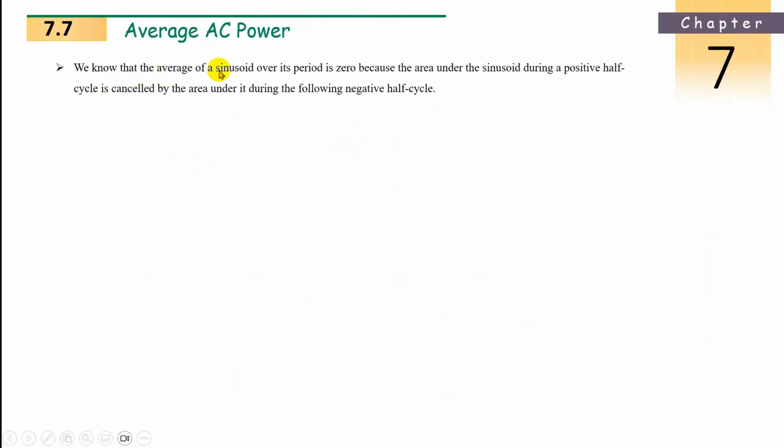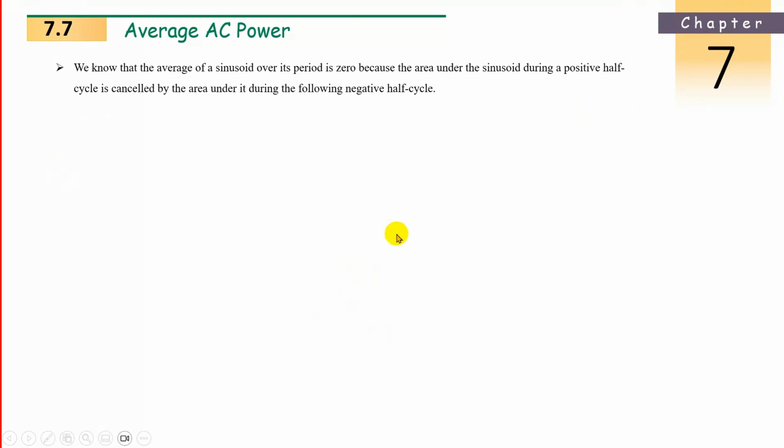We know the average of a sinusoid over its period is 0, because the area under the sinusoid during the positive half cycle is cancelled by the area under it during the following negative half cycle. How is a sinusoid? One maximum, then it goes to 0, again negative maximum, goes to 0. So we are finding this over a period, from 0 to T by 2 and from T by 2 to T.